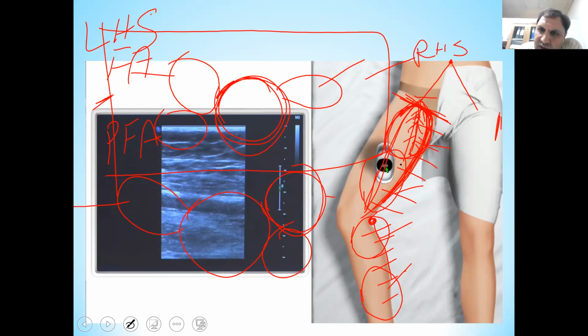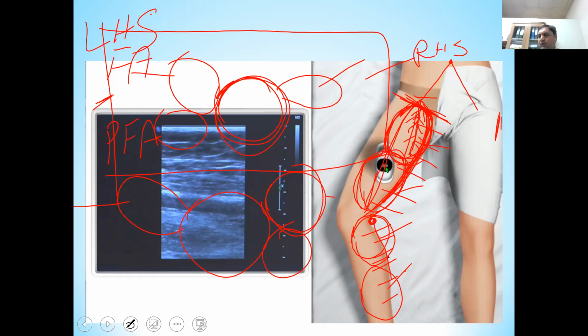All perforators near the groin region are termed as proximal thigh group of perforators, and those perforators which are situated at the distal thigh are termed as distal thigh group of perforators. And those perforators which are in the proximal leg, you can term them the proximal leg group of perforators, and distal leg group of perforators.